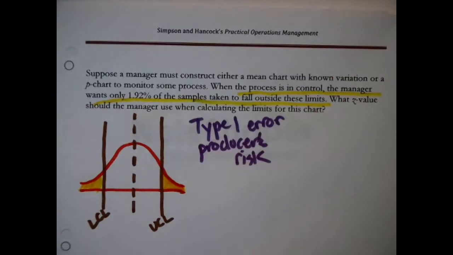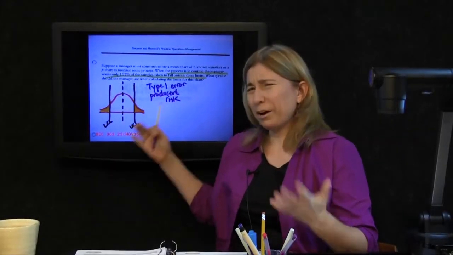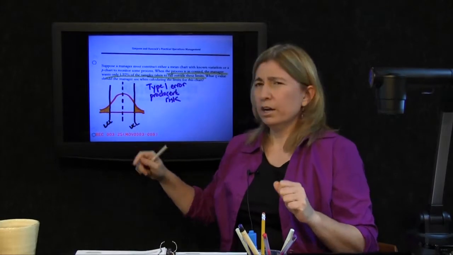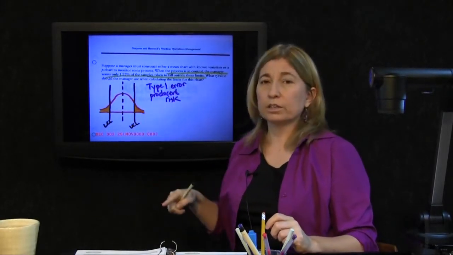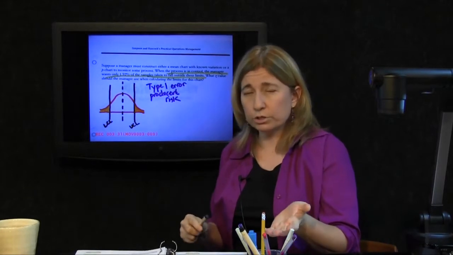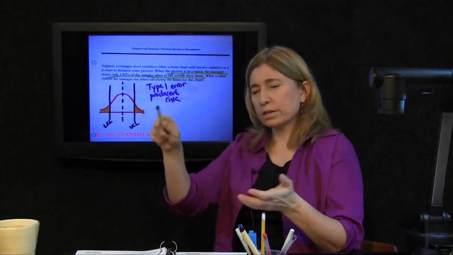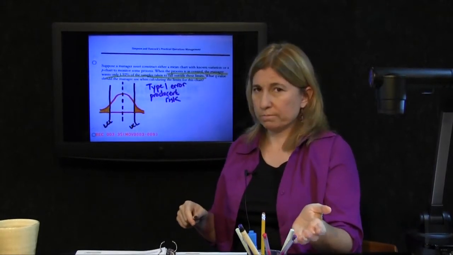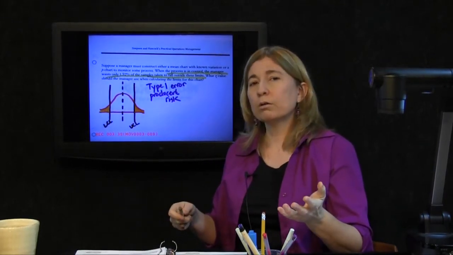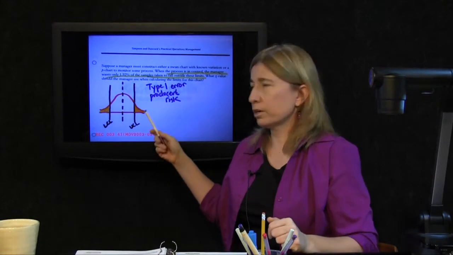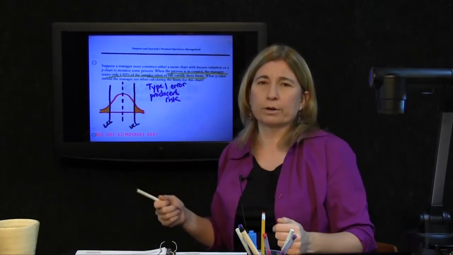Why the producer's risk? Because think about how we use these charts. You take a sample and you calculate it and you plot it and it's outside the limits. You say, whoa, that's outside the limits. Stop the process. Tear down the machine. There must be a problem. Well, in this particular case, if it was a type 1 error, no, there's not a problem.